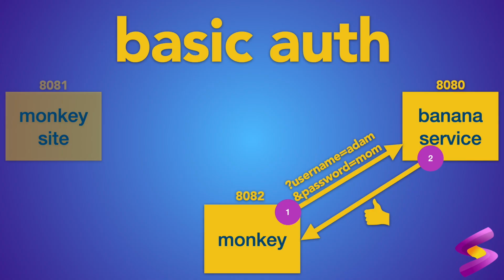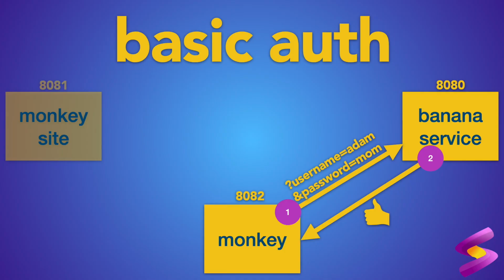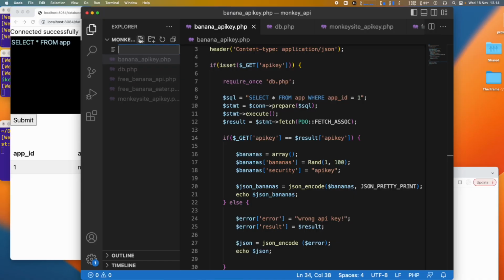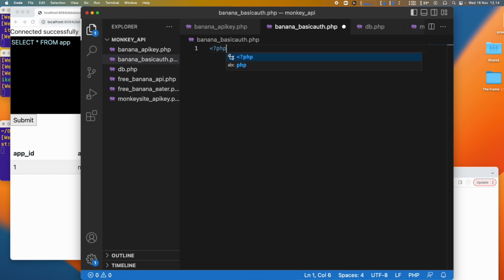Next up is Basic Auth. And I'll do this in a different way. So we'll say this is the monkey site, but what about the monkeys themselves? I know, they'd have usernames and passwords. So the monkey is gonna get some bananas directly by using Basic Auth with a username and a password. So I'll create a banana basicauth.php. And we'll jump into PHP and we'll need the header to say that it's JSON.